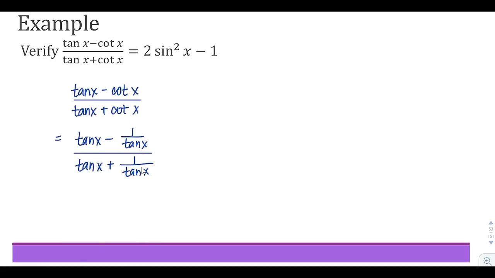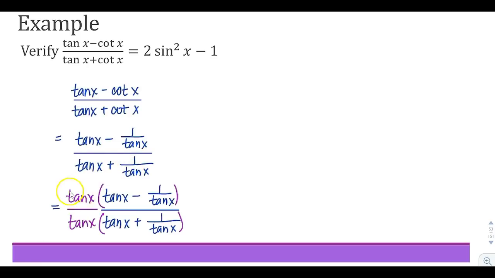And now the strategy that I'm going to use is I'm going to clear fractions. So here in the numerator and in the denominator, I have a term with a denominator of tangent x. So what I'm going to do is multiply the entire numerator by tangent x and the entire denominator by tangent x. So that tangent x in the numerator and denominator, they cancel. It's like multiplying by 1, so that's why I'm allowed to do it. But what I'm going to do with each tangent is distribute into each term. Notice I included parentheses because that tangent has to distribute.